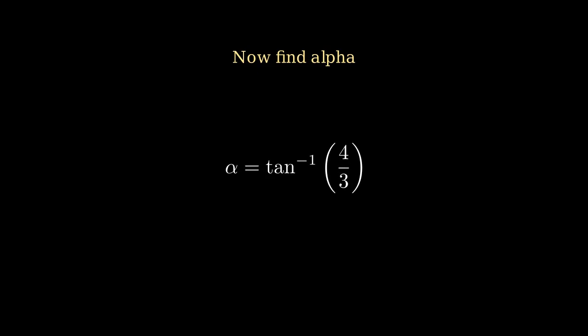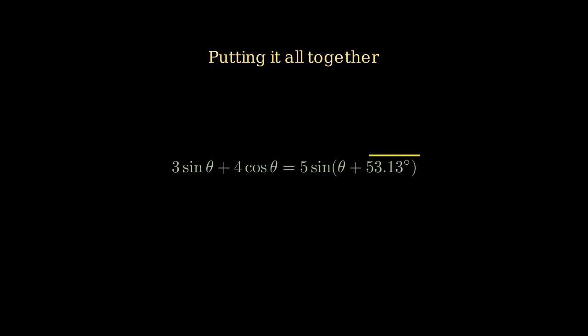Now find alpha. Tan alpha equals 4 divided by 3, so alpha equals the inverse tangent of 4 divided by 3, which comes out to approximately 53.13 degrees. Putting it together, 3 sin of theta plus 4 cosine of theta rewrites exactly as 5 sin of, open bracket, theta plus 53.13 degrees, close bracket, one wave instead of two.